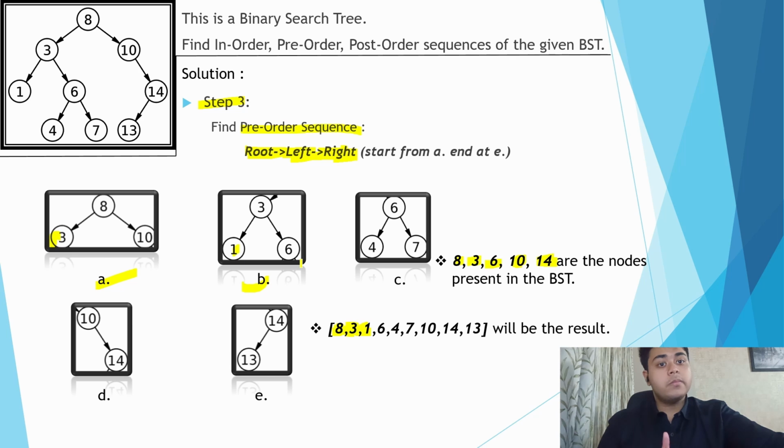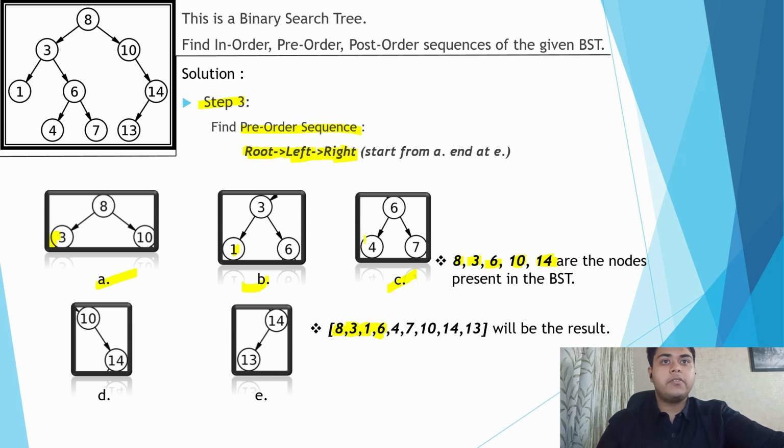But there is a problem. 6 is a node, so we will go to the image of 6, which is C. Now in C we will follow the pre-order sequence again. So what will happen in the pre-order sequence? First we will get the root. What is the root in C? 6 is the root in C.